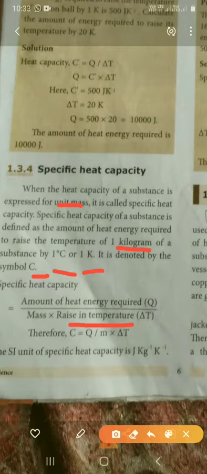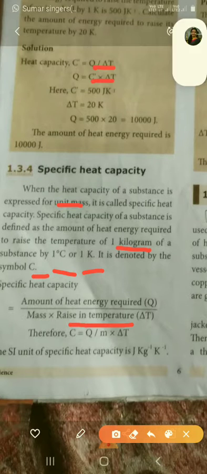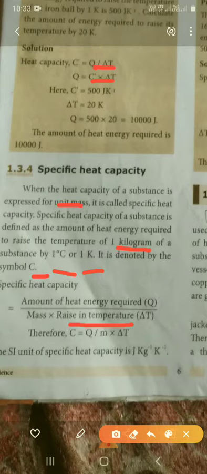The heat capacity formula is Q divided by delta T. The amount of heat energy required is the same, then mass into rise in temperature. Therefore C is equal to Q divided by M into delta T. It's simple. Here only one thing is added: for specific heat capacity you add the mass. Because this is specific heat capacity, mass is there; in normal heat capacity, mass does not come. So this is the formula.